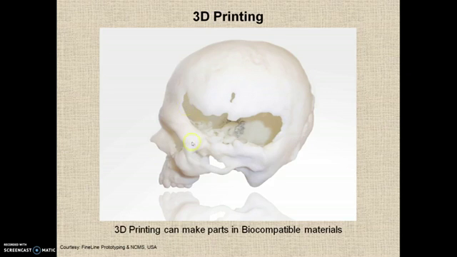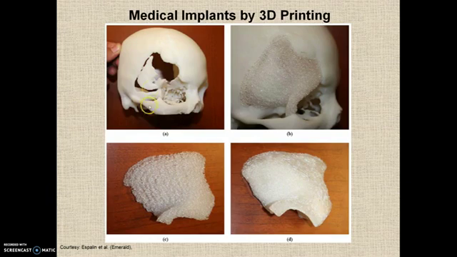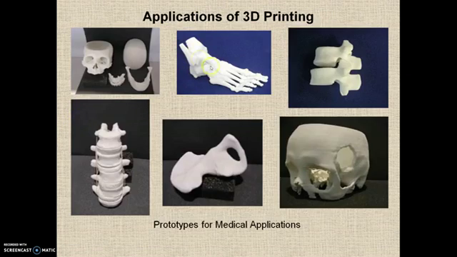3D printing can make parts in biocompatible materials, so we can use it in medical implantations. If this skull has a hole over here, I can, with the 3D scanner and advanced CAD tools, produce this kind of biomaterial and put it on my skull. So it works easily with medical implants. Different applications: prototypes for medical implants before surgery, after surgery, whatever the applications are.